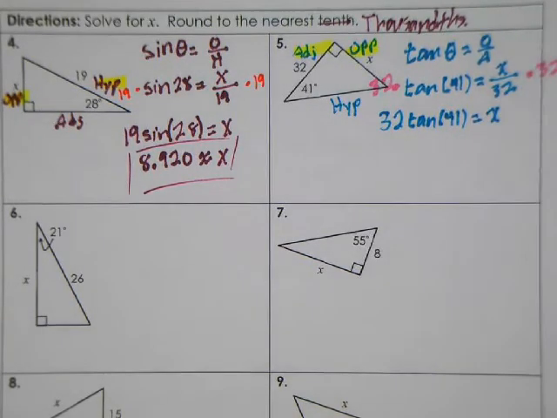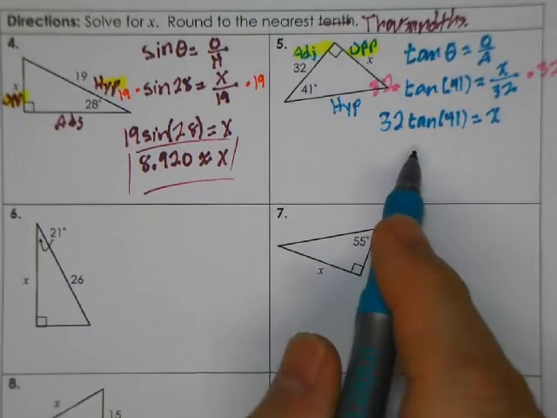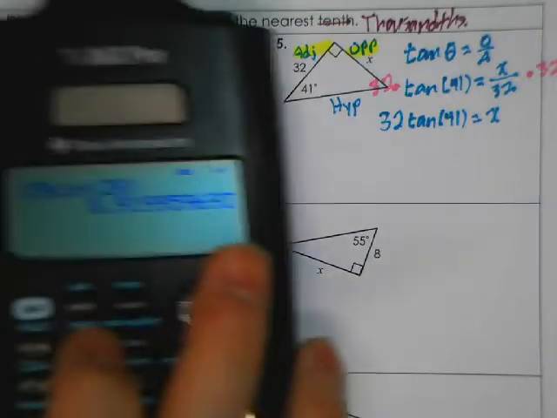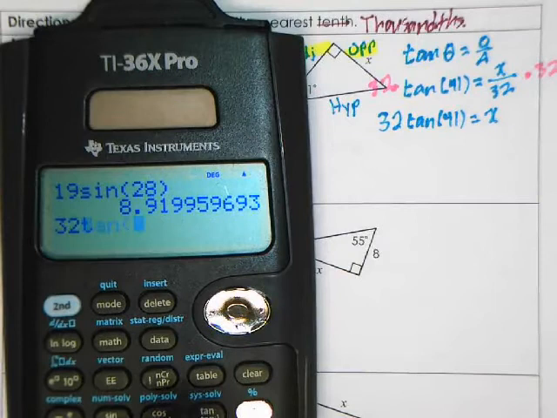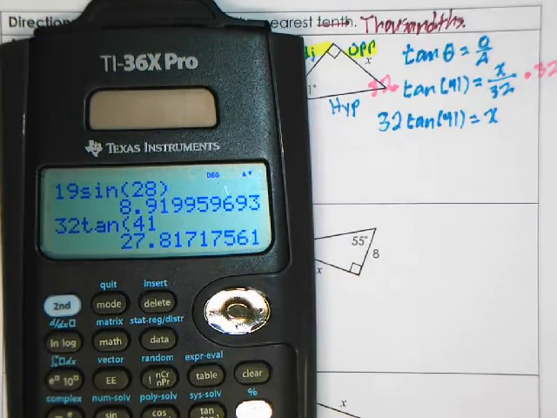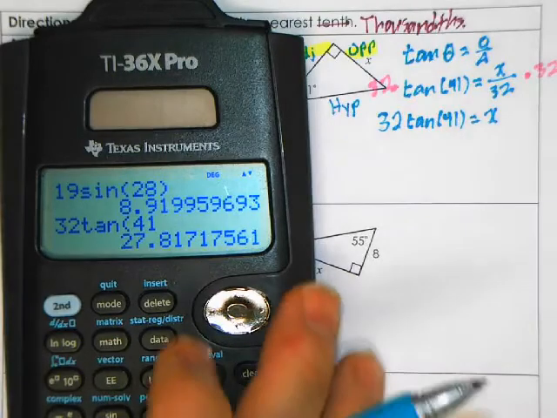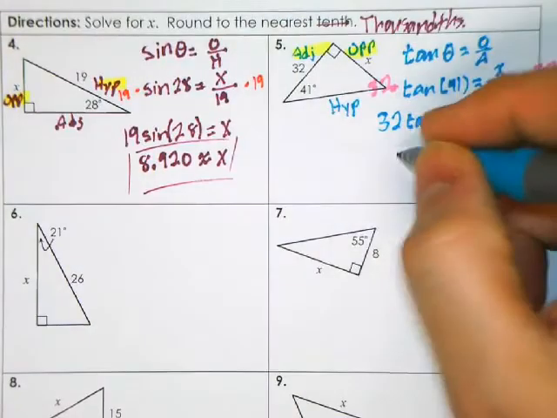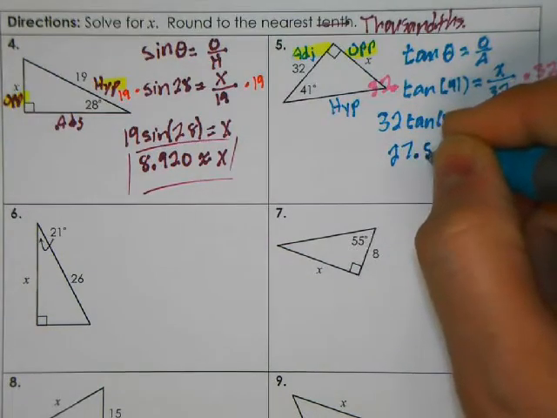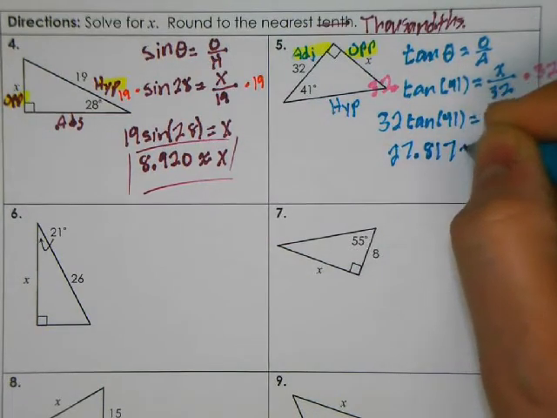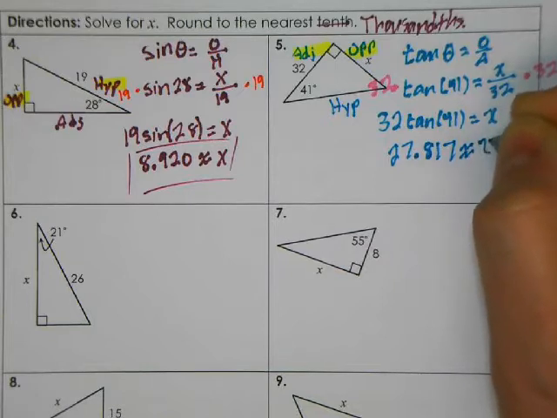And again, at that point, technically we could stop. That is the exact answer in degrees. But I will go to the calculator here, and we would just say 32 tangent of 41 and hit enter. And there we go. So I would say 27.817. So 27.817 is approximately equal to x.